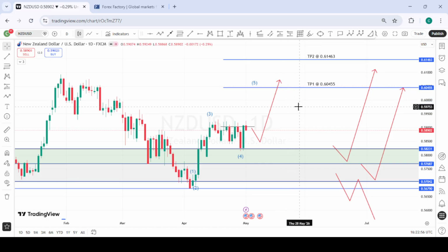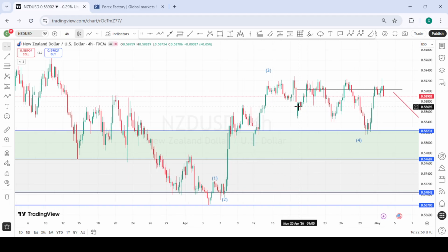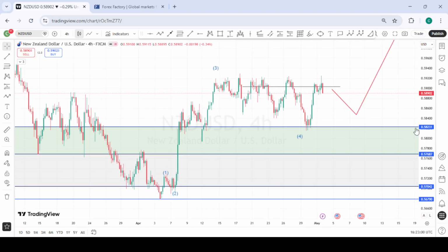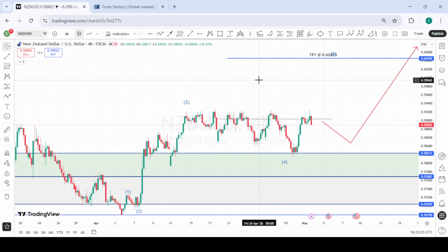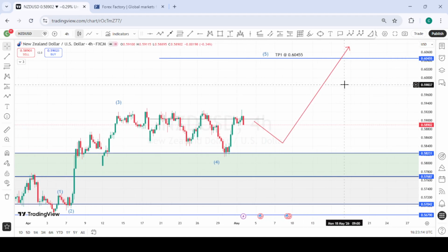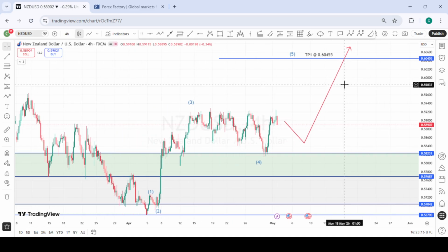So these are the waves that have been identified. So this is wave 1, wave 2. This whole move is wave 3, and this consolidation is wave 4. We are looking forward to a possible wave 5 to the upside. So we are looking forward to a bullish move on NZDUSD. And if this pullback comes, or if this higher low formation develops, it's going to give us an inverse head and shoulder formation, and then we take our buys from there to the upside.